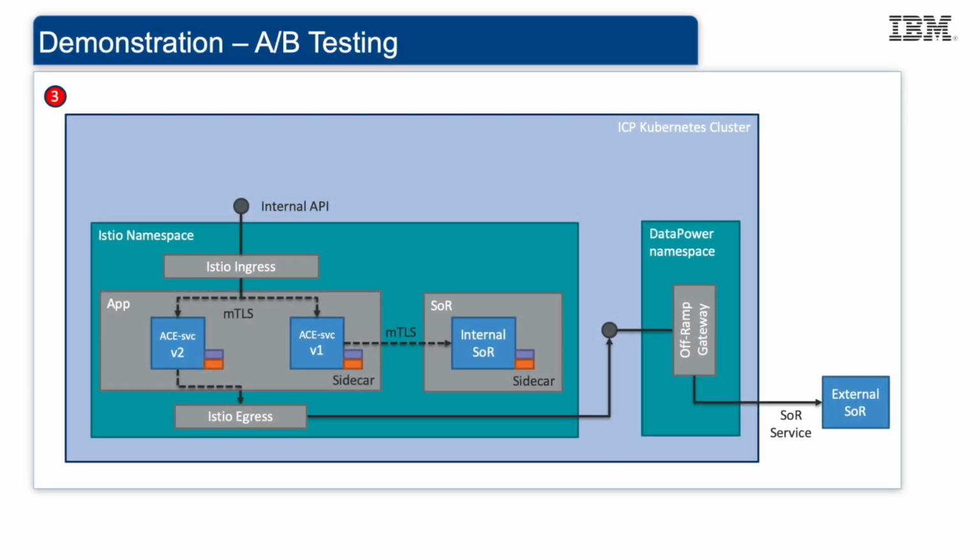We are now going to extend this use case by adding a second version of the same ACE microservice. In this case, whilst the first version points at the internal system of record, the second version, v2, will go out of the mesh using an Istio egress and connect to a DataPower gateway which connects to an external system of record. Whilst normal traffic will continue to flow to version 1, we will use header mapping and Istio routing to allow testers to hit version 2.